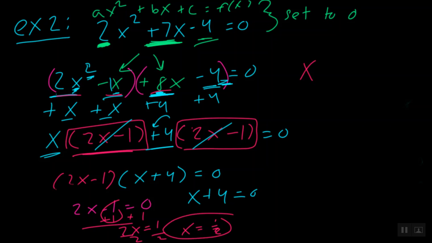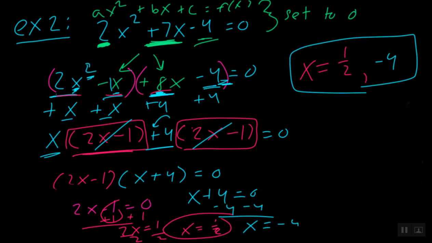And I'll write that more clearly over here. X is equal to 1/2, comma. And right here in the blue, we know that to get rid of this plus 4, we will subtract 4 from both sides, and we'll get x is equal to -4. All right? And that's how you solve our second example with factoring by grouping. Let's move on to our third and final example.